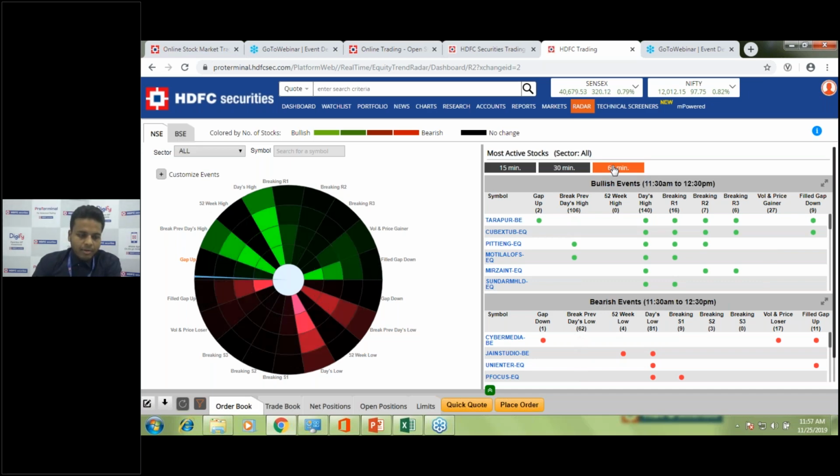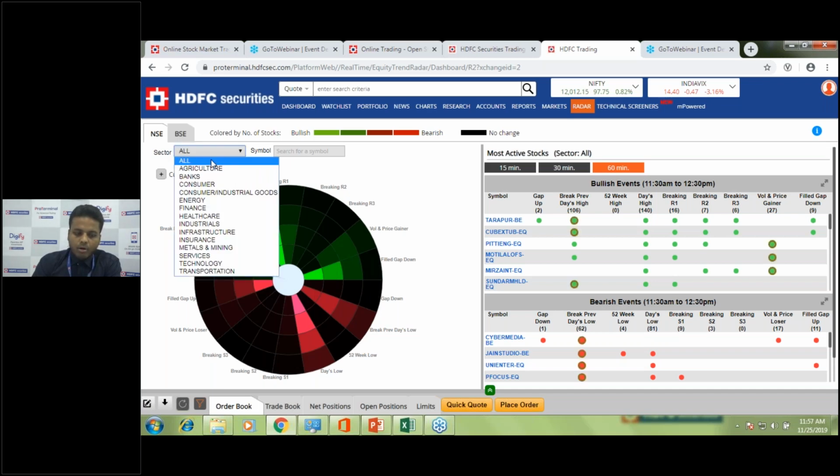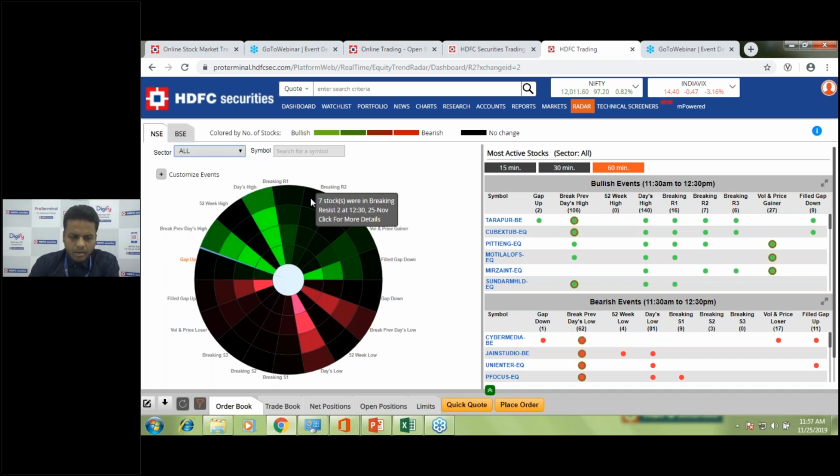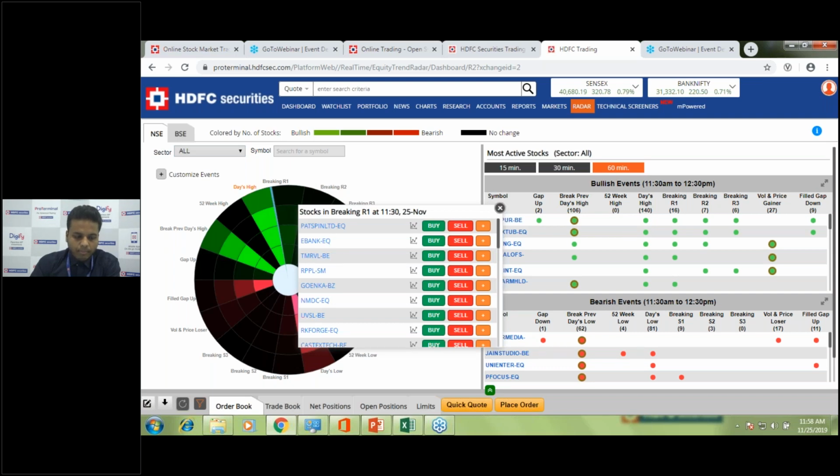Now we will see the overall sector, not only a particular banking stock, but the overall sector: which stocks were trading at the R1, R2 level at around 11:30 in the morning. So today at 11:30, there were 37 stocks which were trading at the R1 level. To check the list of those 37 stocks, you just have to click on that, and the overall stock names will come up.